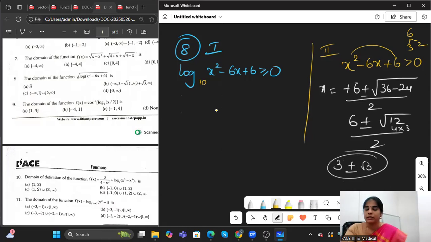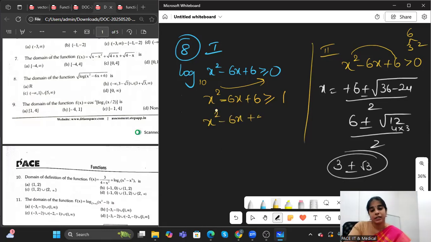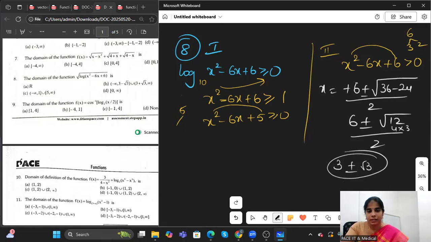Now for the first case, you have some log base 10, let it be. Whether it is base e or base 10, it is greater than 0 or greater than 1, which means I can take my argument x square minus 6x plus 6 greater than or equal to 10 to the power 0, 1, without any change of the inequality. So x square minus 6x plus 5 greater than or equal to 0. The factors of 5 are 5 and 1, with minus 5 and minus 1 giving minus 6.